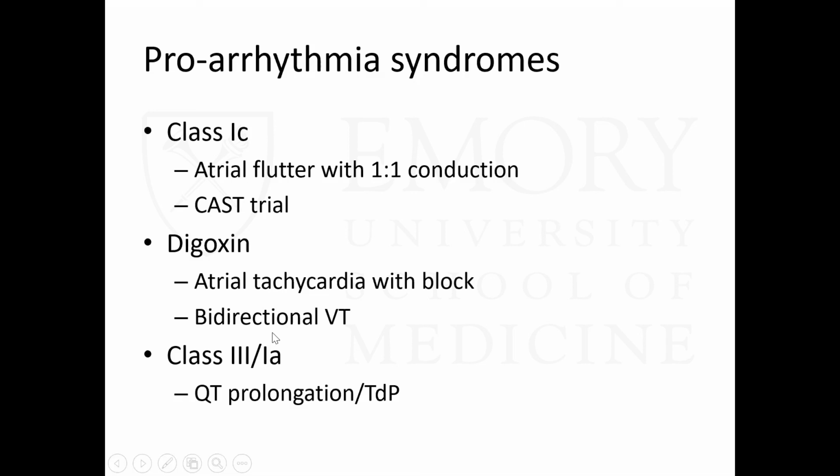Digoxin can cause calcium overload and bidirectional VT. And the Class 3 antiarrhythmics and even some of the Class 1As can cause QT prolongation and torsade due to early afterdepolarization. So these are important to remember.